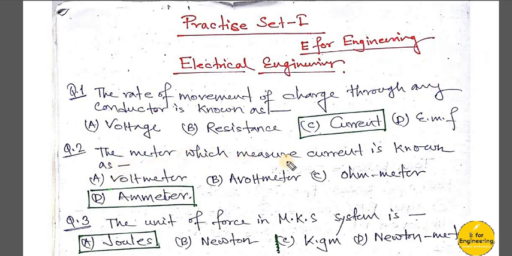The meter which measures current is known as voltmeter, ohm meter, or ammeter. The right answer is ammeter. Voltmeter measures the voltage, ohm meter measures the resistance, and the ammeter measures the current.